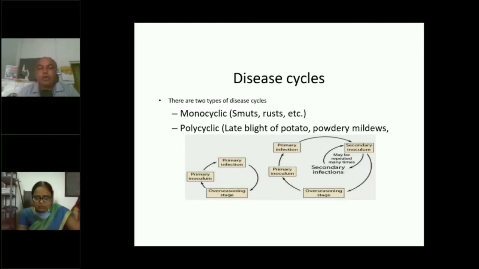In that we have primary source of inoculum, then primary infection, then again during the growth of that crop, there is secondary source of inoculum. This primary source of inoculum may be due to sexual spores, and this secondary source of inoculum may be due to asexual spores. In powdery mildew, we have Cleistothecia ascospores as a sexual spore, and then conidia as an asexual spore as a secondary infection.